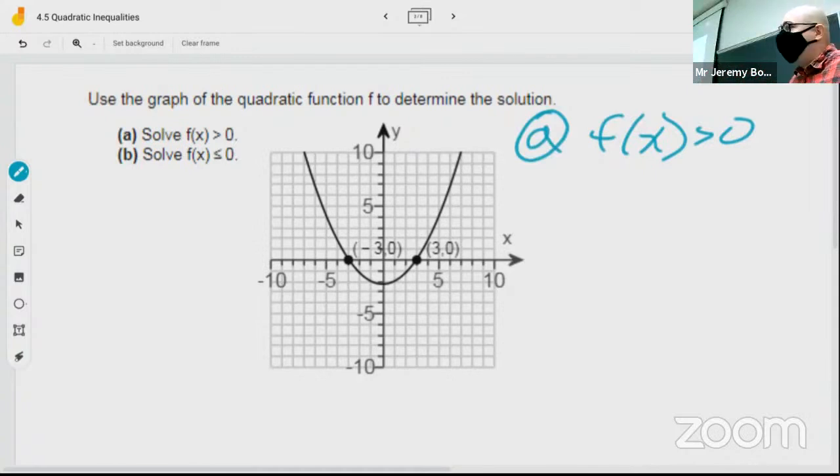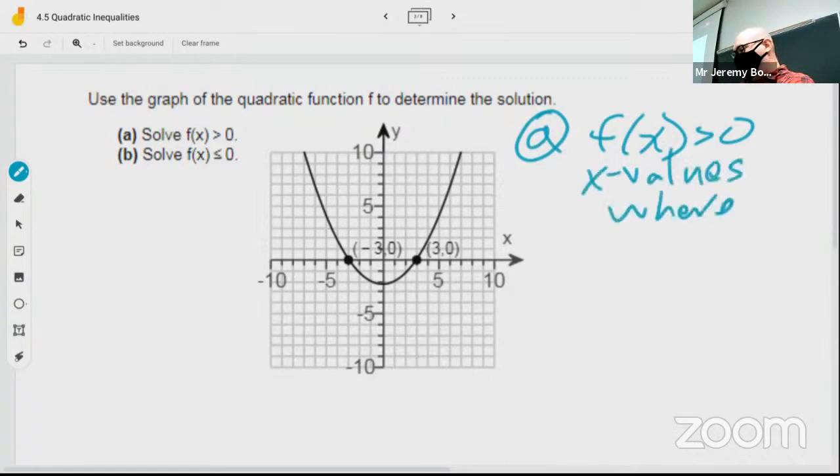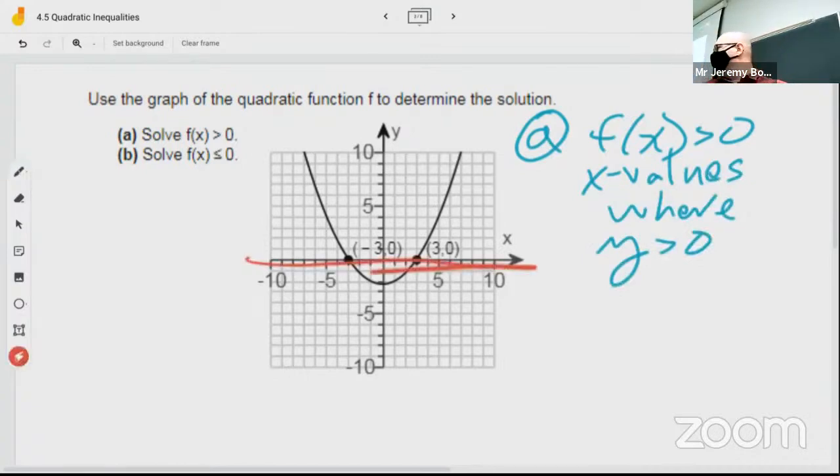So how do we go about doing that? What are we trying to find? The x value is where y is what? Greater than 0. Good. So we're trying to find the x values. I like the way you worded it. The x values where y is greater than 0. So that means it's where it's above the x-axis.